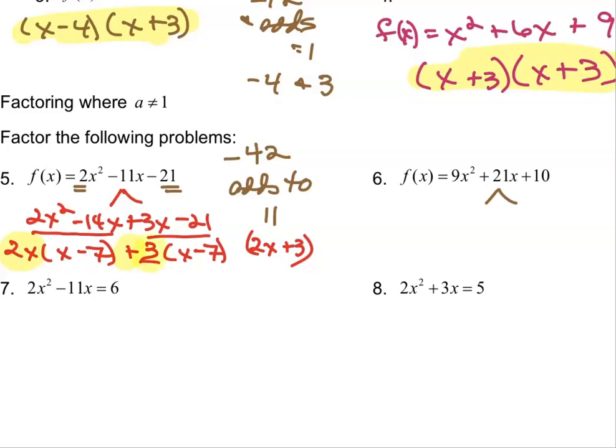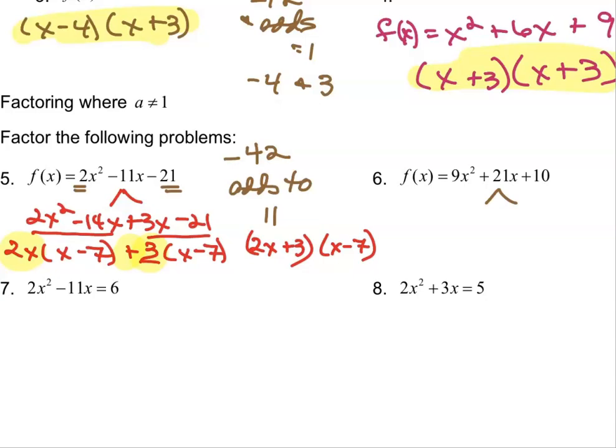And then my other factor is the x minus 7 that appeared twice. Those are my factors. If you FOIL that, you'll get back question number 5. Okay, let's look at our next one, number 6.